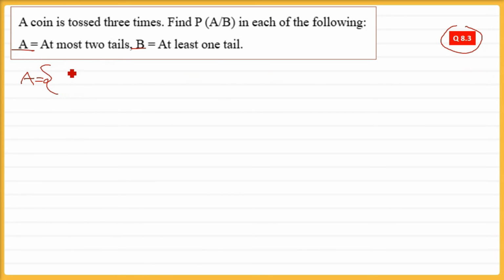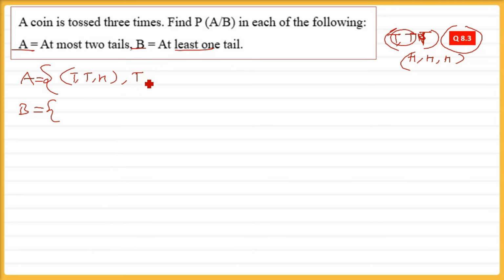So what will A have? At most 2 tails, that is, 3 tails cannot come. At most 2 tails means maximum 2 tails can come. So TTT will not be there. And B says at least 1 tail, which means HHH cannot come. At least 1 tail means all heads cannot come. That is the whole idea about this question. So we have 7 elements. In all there will be 8 combinations in the set. Just remove TTT and write all the 7 combinations except TTT.